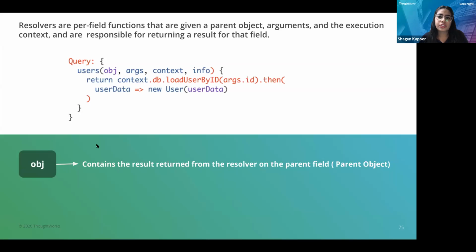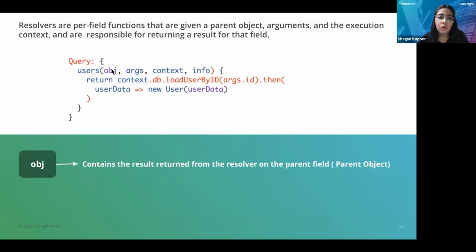Resolvers are per-field functions that are given a couple of arguments. Considering the resolver function for the users, it has four kinds of arguments, which are obj, args, context, and info. We can think of every GraphQL query as a tree of function calls, such that each field is a function of the previous type and returns the next type. For example, as I have mentioned earlier as well, we have four parameters, and then we also have an argument ID, which is provided to the users.